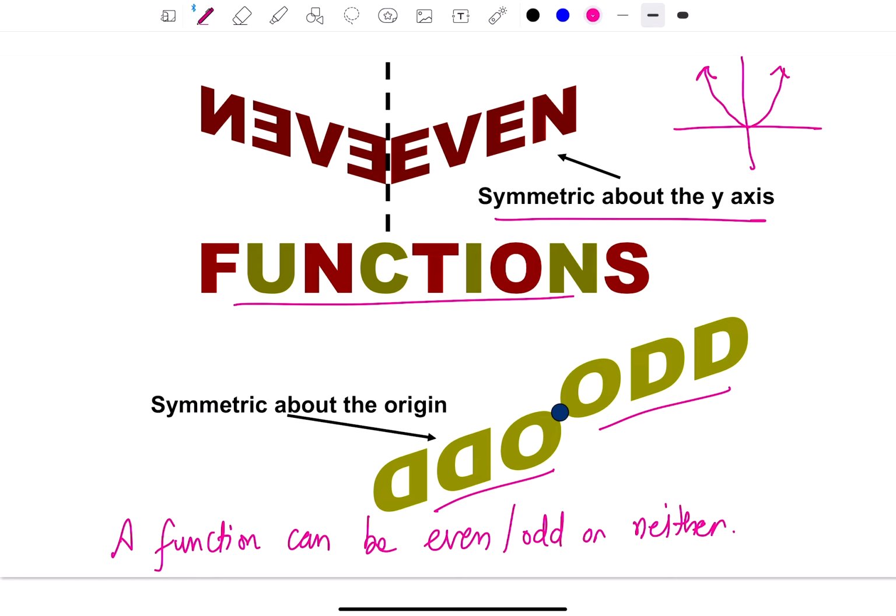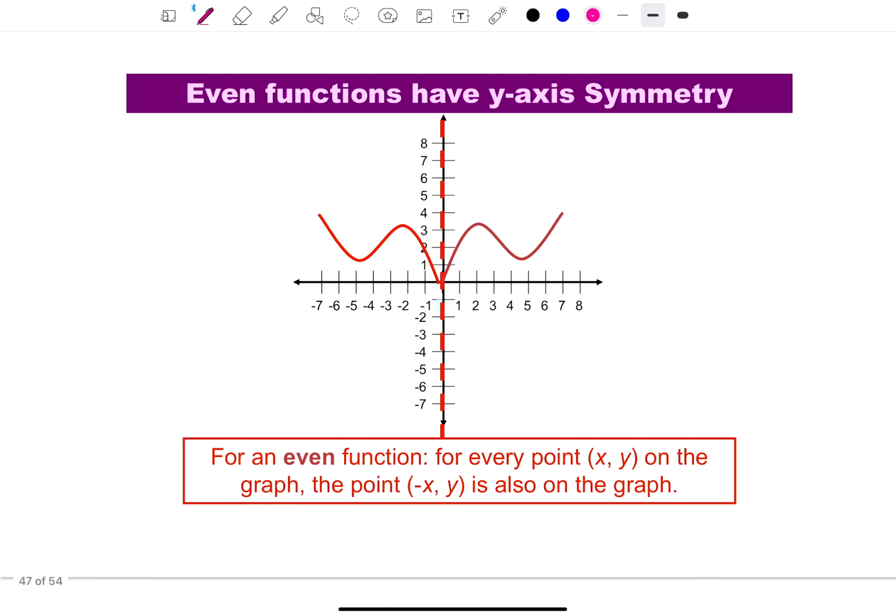That means if you rotate the graph by 180 degrees, you get the original function back, or we can reflect the graph over y equals x and we can see the reflection of the graph. So symmetric about the origin means we can rotate the graph by 180 degrees and we'll get the same piece of the graph back.